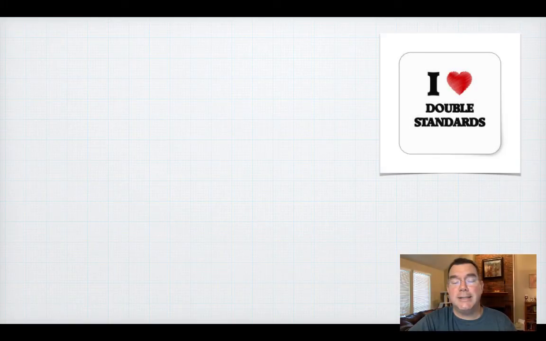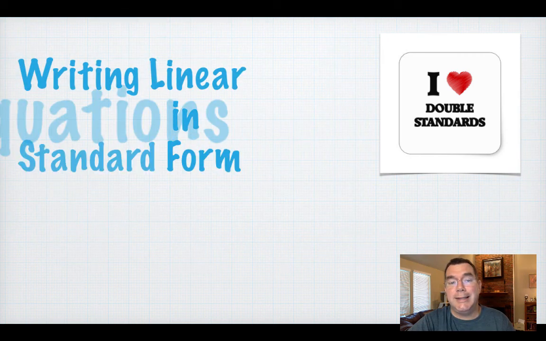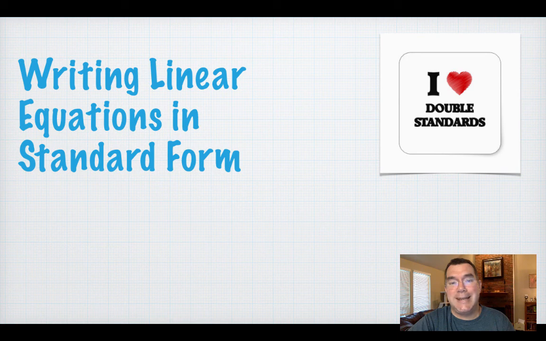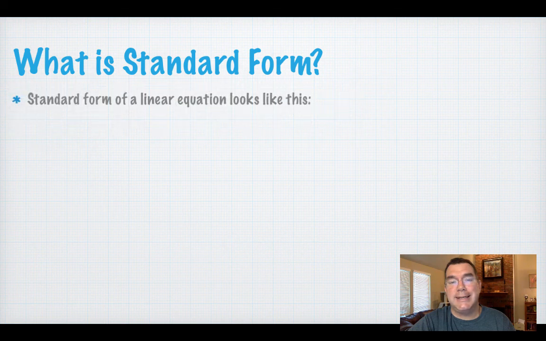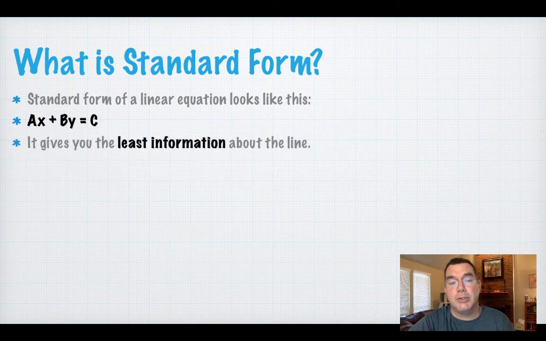Hello again. We are continuing our discussion on writing equations for linear functions. We're going to talk about how to write them in one last form, which is standard form. So let's talk about what that looks like. It is some number times x plus some number times y equals some number. So a, b, and c all have to be replaced with numbers.